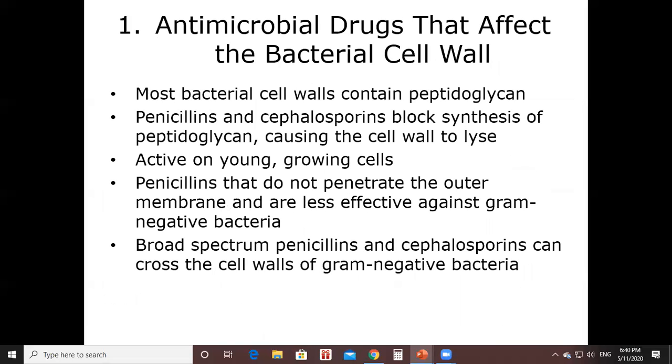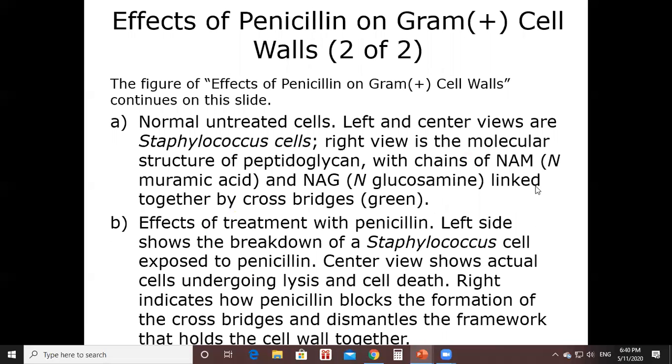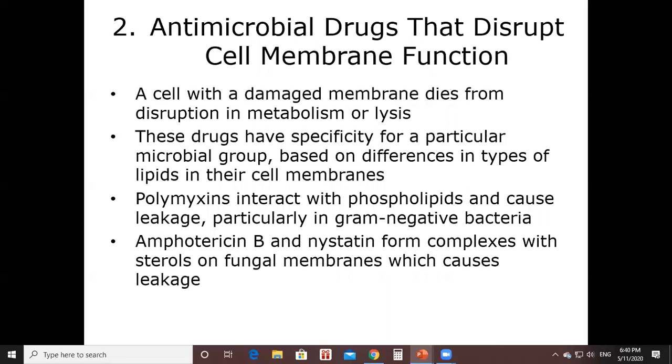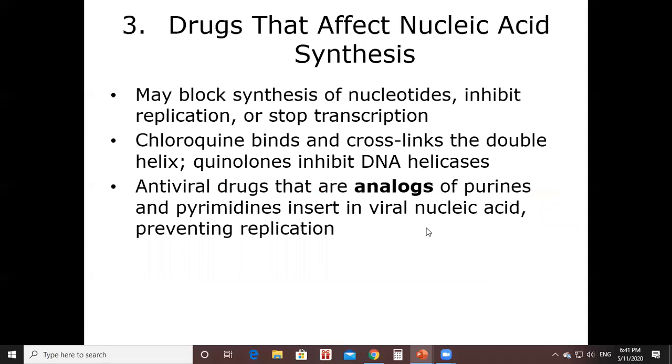So they will go into specific drugs that affect the bacterial cell wall. I'm not going to require that you know these specifically, so we'll go through this quickly. It talks about affecting the cell wall, it damages the cell wall. And this is with the membranes. You see the drug comes in, gets on the cell membrane, and literally breaks apart the cell membrane. Okay, I'm not going to require that you know that specifically.